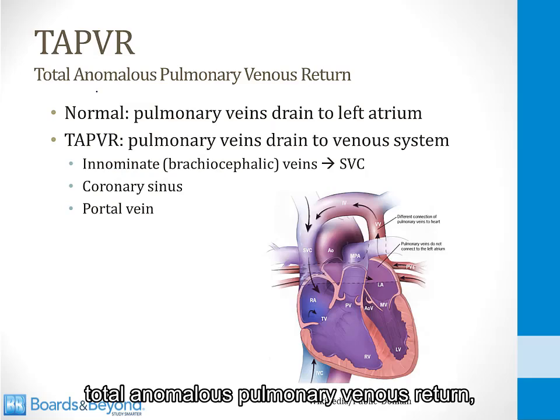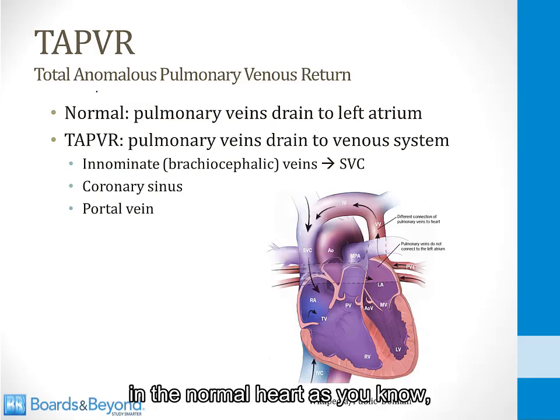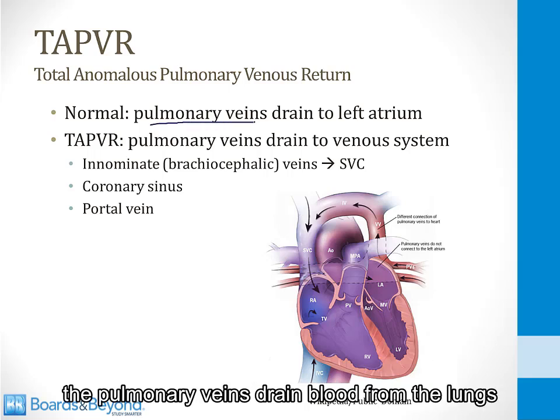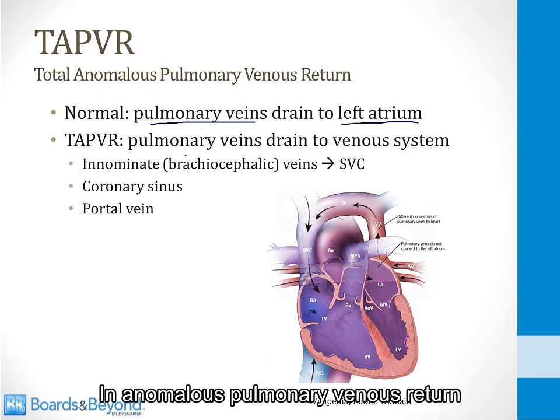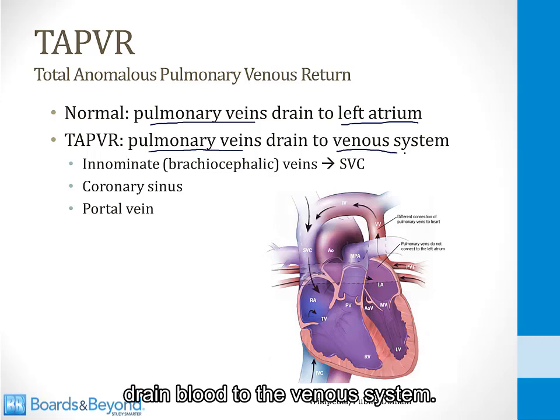Now let's talk about total anomalous pulmonary venous return. In the normal heart, as you know, the pulmonary veins drain blood from the lungs to the left atrium. In anomalous pulmonary venous return, the pulmonary veins instead drain blood to the venous system.